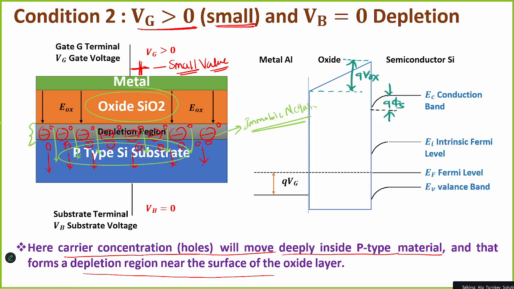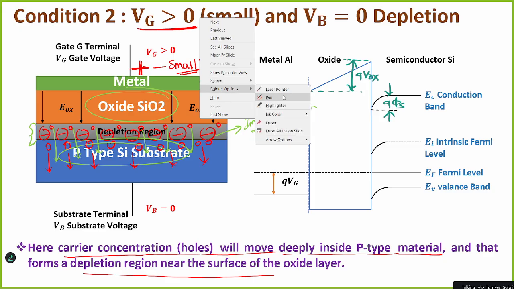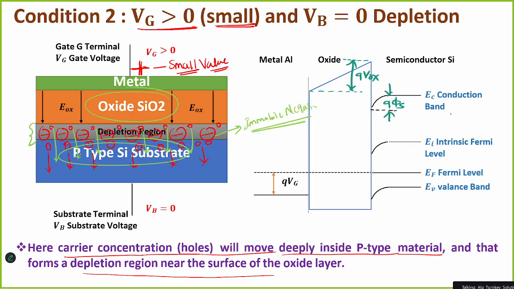So this is nothing but a depletion layer. The depletion layer is formed between the p-type silicon substrate and the SiO2 layer. So this is condition 2. What is condition 2? You are applying Vg greater than 0 and a small value, and Vb is always 0 only. We are connecting the body to ground only, and the one you are varying is Vg.